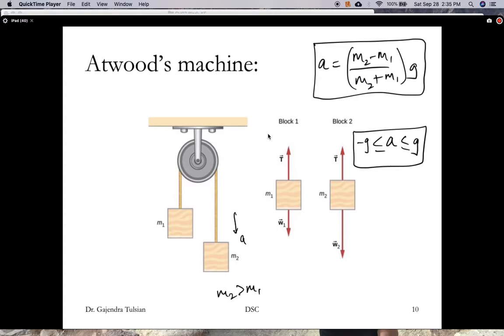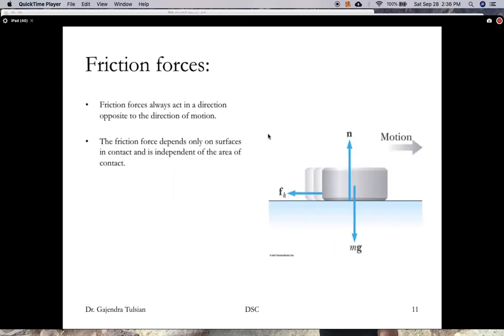Now if m2 is 0, this would be 0, and for m1, this would give you minus 1. So it's accelerating upward at g. That is, this guy is going down at g. Anyway, here's a device where you can adjust the magnitude of these masses so that the acceleration is anywhere from minus g to g. All right, so that's Atwood's machine. All right, let's pause here.